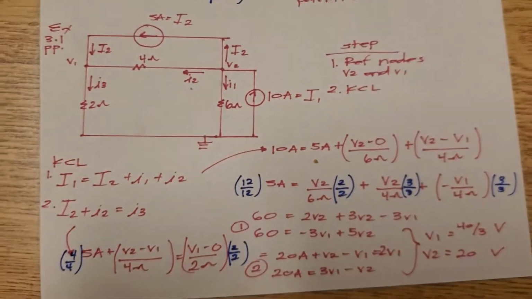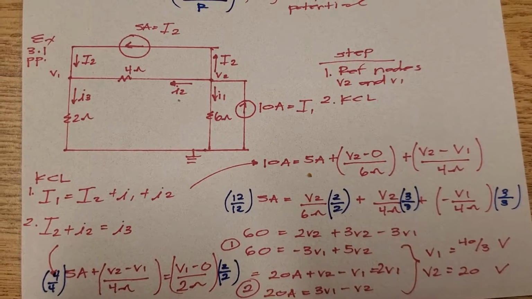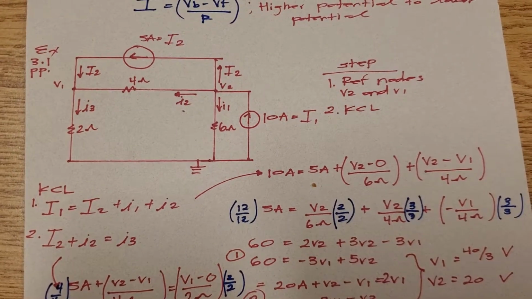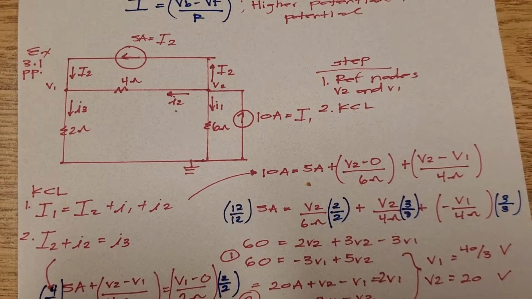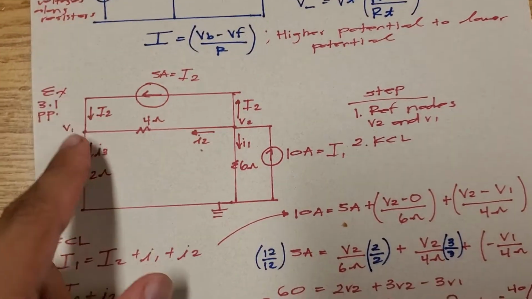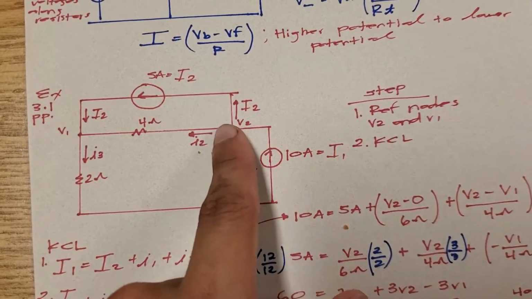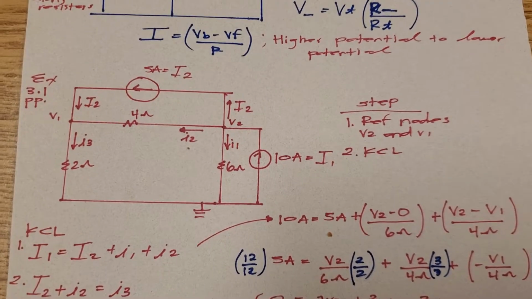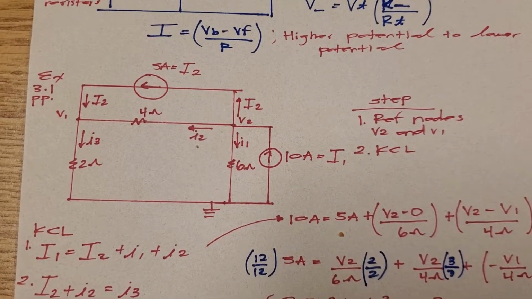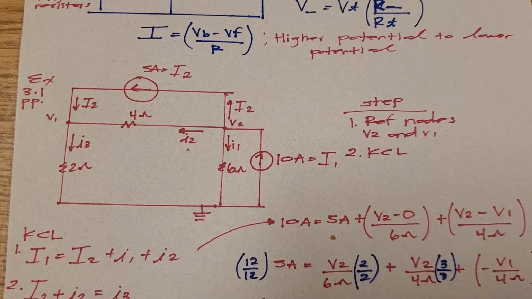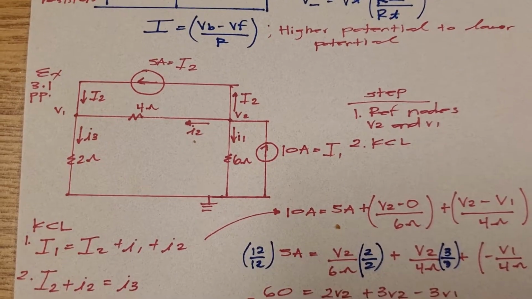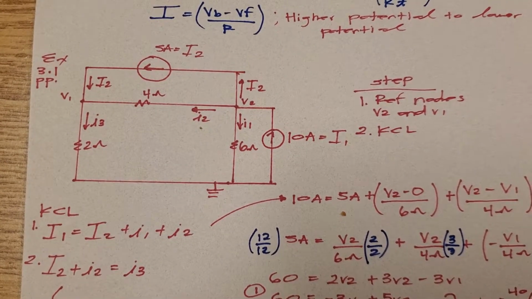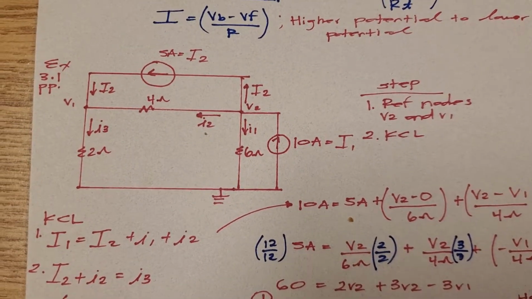So I use an example. I just chose the 3.1 practice problem. When you follow the steps, you find your non-reference nodes V2 and V1, which are indicated right here, and you apply KCL at those nodes. I want to find KCL at V2, so I know that I am starting with the current source and it's splitting to big I2, small I2, and then small I1. That's my first KCL equation for my non-reference node V2.